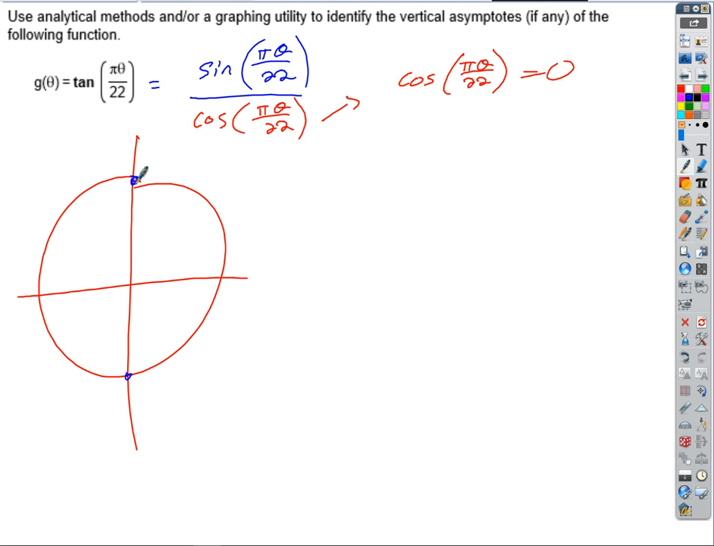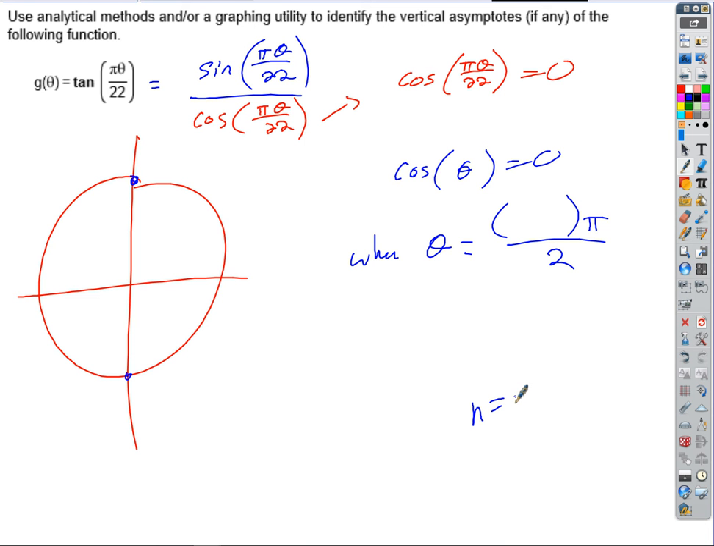Okay, so it's going to be odd values of pi halves, right? So remember how we did that. How do we say odd values of pi halves? I've got to somehow say an odd number times pi over 2, right? What's my way of saying an odd number? If we let n be an integer, any integer.